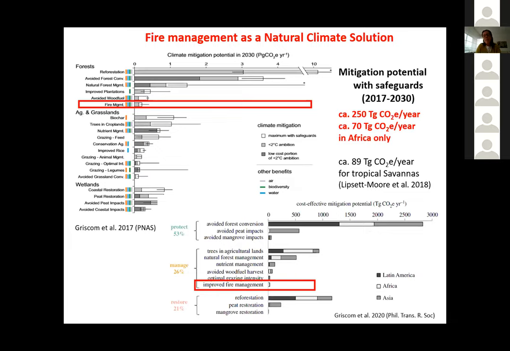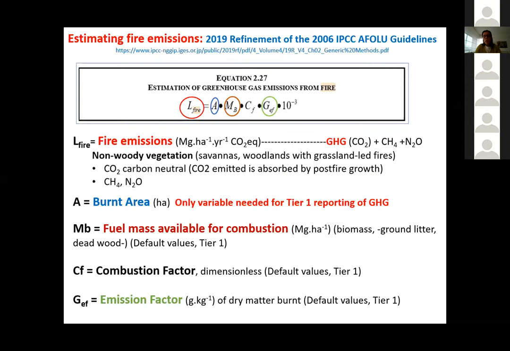After having this picture, we can start thinking of which type of fire management activities we could apply to these landscapes and landscape configurations so that we could promote mitigation action. I'm presenting very briefly these Griscom figures, where fire management is mentioned with, to our understanding, a somewhat conservative value. There are 250 teragrams of CO2 equivalent per year that have been identified as potential mitigation for the entire planet. And we will see with our Australian speaker that in their research, just for savanna mitigation and emission abatement, those values were already 89. So this fire management requires more research.